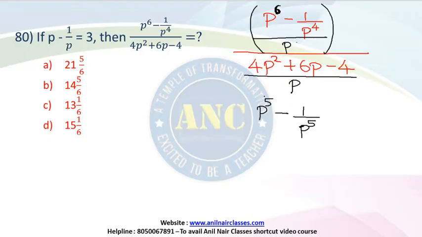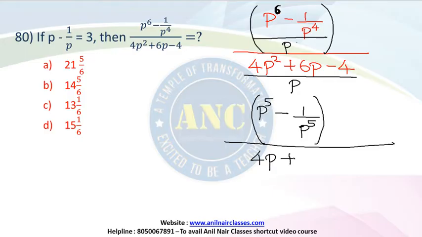Now, I don't know how to find P power 5 minus 1 by P power 5 as of now, because we have never solved any questions of power 5. The maximum power we have solved till now is only power 3. But still we will find a way. Nothing to worry. Divided by 4P square by P, it is 4P, plus 6P by P, it is 6, minus 4 by P. This is what I have with me.